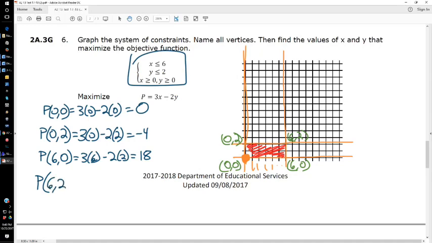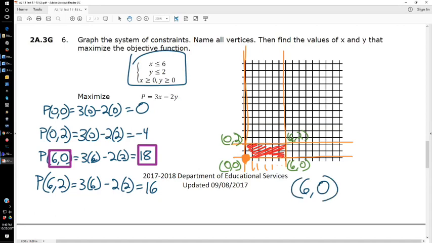P of 6, 2 equals 3 times 6, which is 18, minus 2 times 2, which is 4. 18 minus 4 is 16. Last I checked, 18 is bigger than 16. So the coordinate 6, 0 maximizes P. Cool? Probably meant profit by that, but that's what it is. Any questions? Ask your teacher. She won't answer you because this is how she's speaking still.